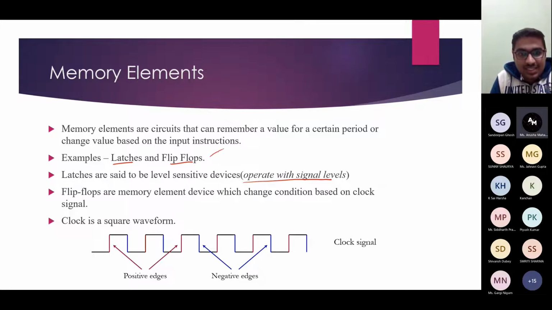So if you consider this latch, latches are level-sensitive devices, meaning they work on this region, while the flip-flops work on these active edges. This edge is called the positive edge, and this edge is called the negative edge. Negative edge means the clock is going from 1 to 0, and when the clock goes from 0 to 1, that's called the positive edge.